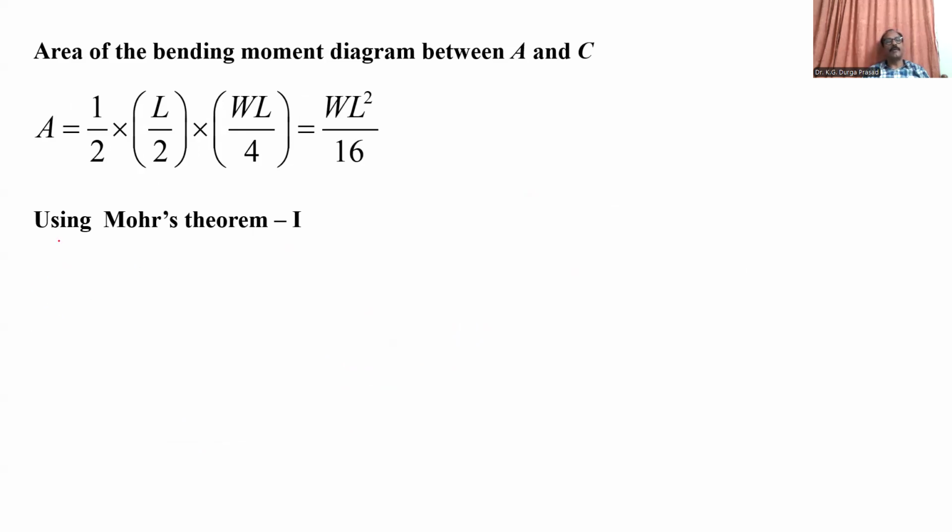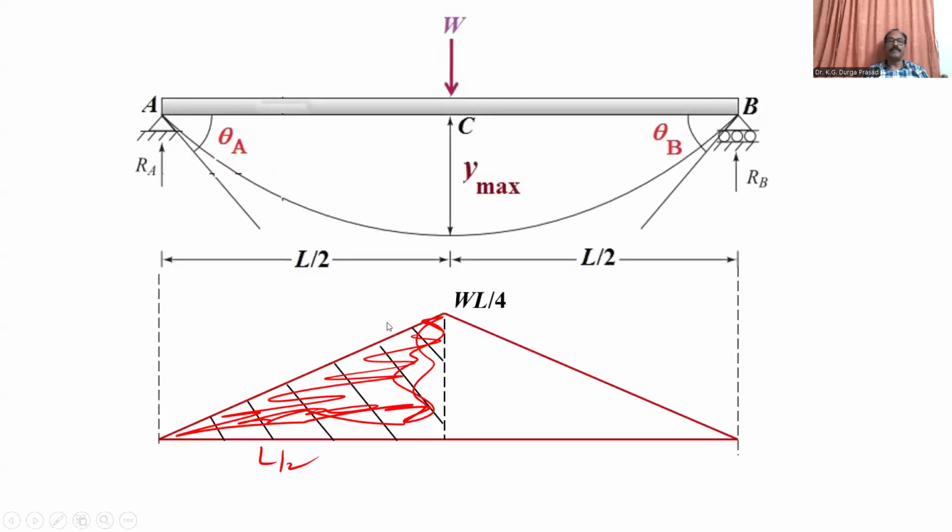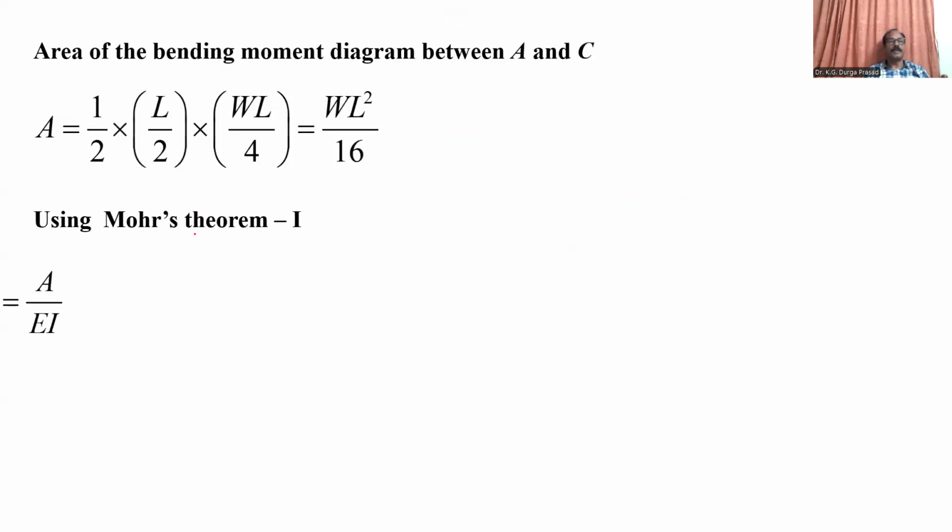So what is the statement of Moment Area theorem 1? It is that the change of slope between any two points equals the area of the bending moment diagram divided by EI, right? Now, with the help of this theorem, we can write theta C minus theta A, because you observe between A and C. What is the meaning of theta C minus theta A? Change of slope between A and C, right? So theta C minus theta A equals A by EI. Now, what is that A? Already calculated, the area of the bending moment diagram between the points A and C, not between A and B, between A and C, right?